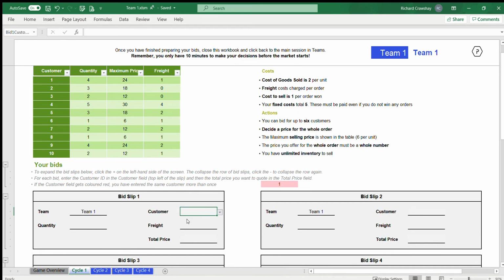So I'm going to select customer 2. Now you'll notice that the quantity that they wish to buy and the freight is populated immediately for you. So I'm going to come across here and do the same thing for customer 3.